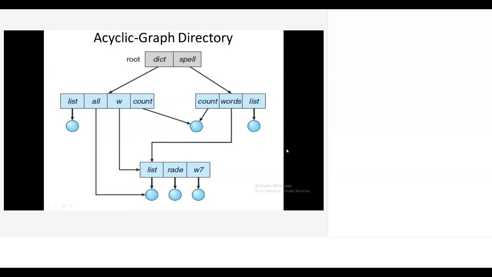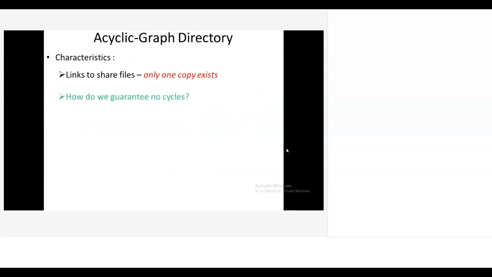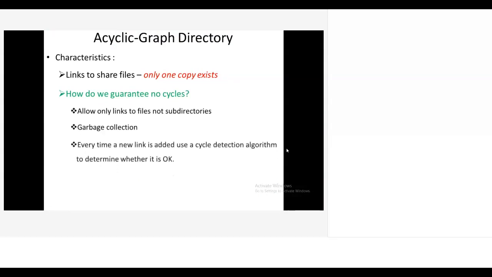So this is the benefit of using acyclic graph directory. Links to share files, only one copy exists. And how do we guarantee there is no cycle? Allow only links to files, no subdirectories, garbage collection, and every time a new link is added, use a cycle detection algorithm to determine whether it is okay or there is a cycle.